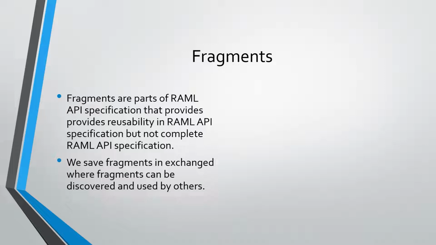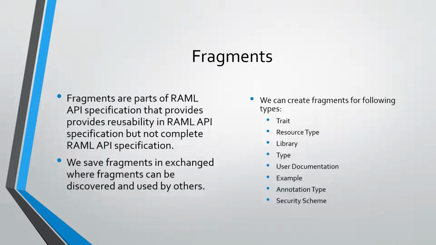For example, we can create a fragment for trait. We can create a fragment for data type, and others can import these fragments inside their API specification, and they can use these trait fragment and data type fragment to define API specification. In Design Center, now I will demo how to create fragments and how to use fragments inside API specification.